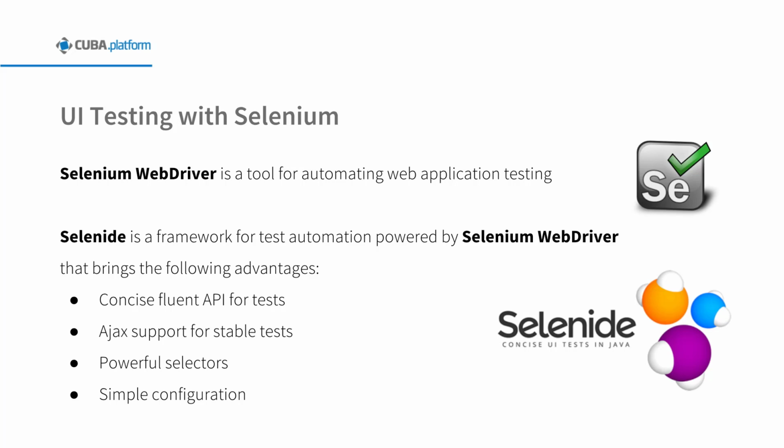To simplify code writing, we will use Selenide. Selenide is a framework for test automation powered by Selenium WebDriver that brings the following advantages: concise fluent API for tests, Ajax support for stable tests, powerful selectors, simple configuration. In other words, you can focus on the logic of your UI tests.